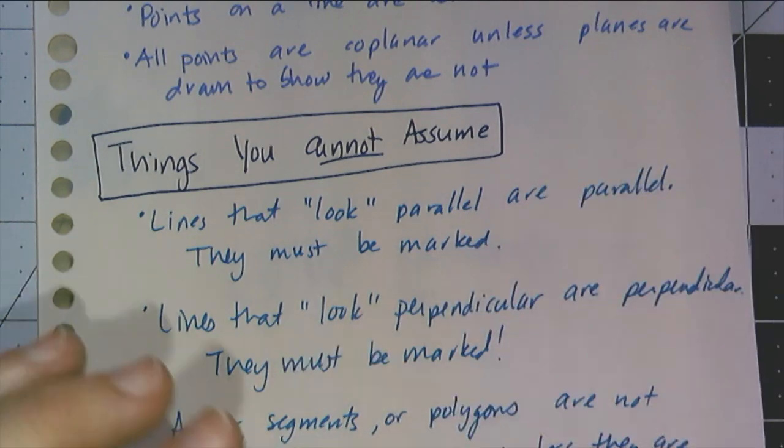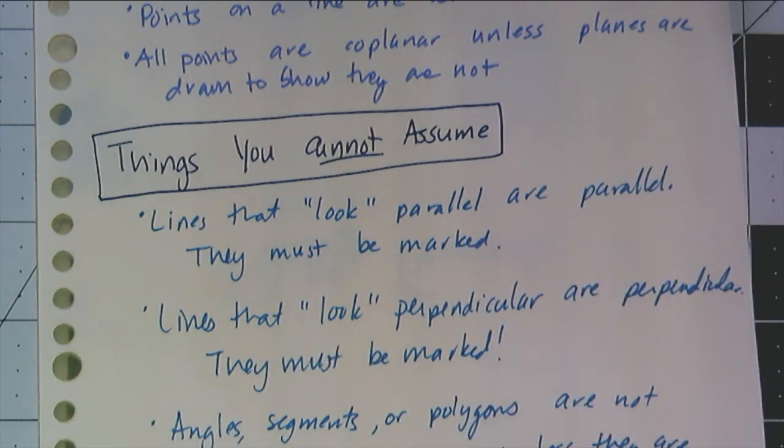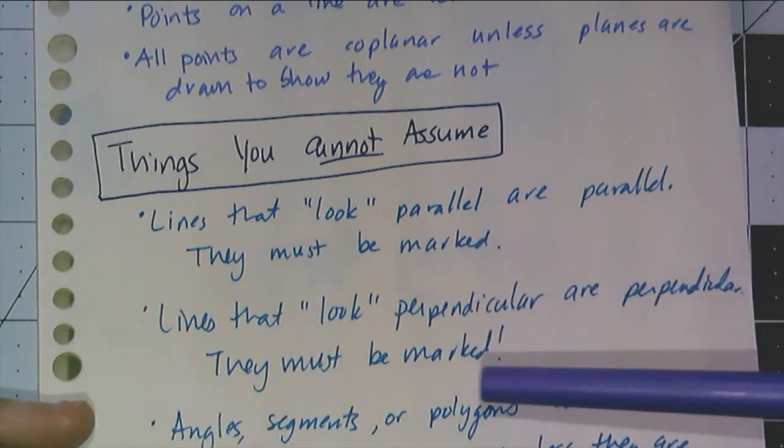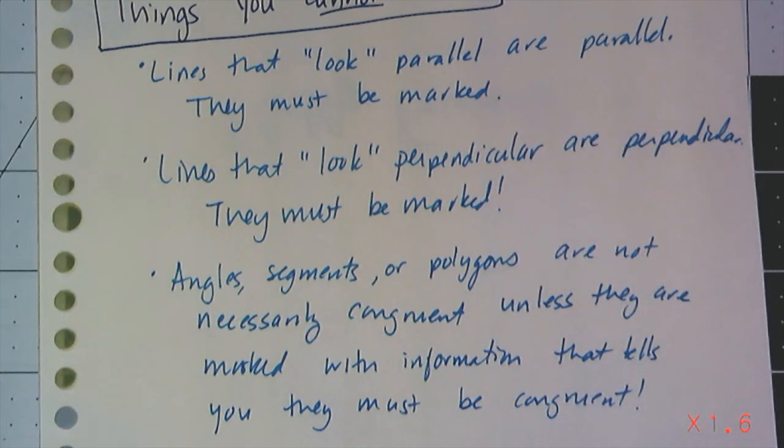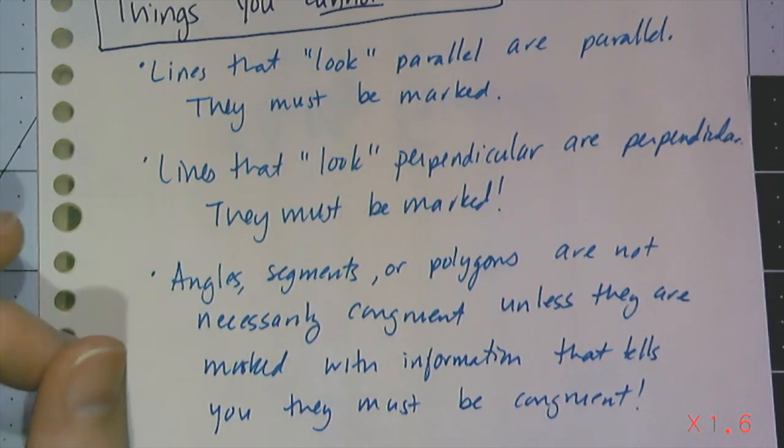Lines that look perpendicular are not necessarily perpendicular. That's not true either. They have to be marked with the right angle. And any angles, segments, or polygons that may look congruent doesn't mean they are. Okay? They have to be marked with enough information so that you can tell that they are congruent.